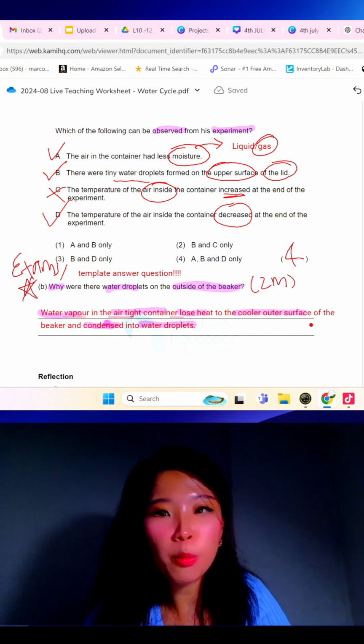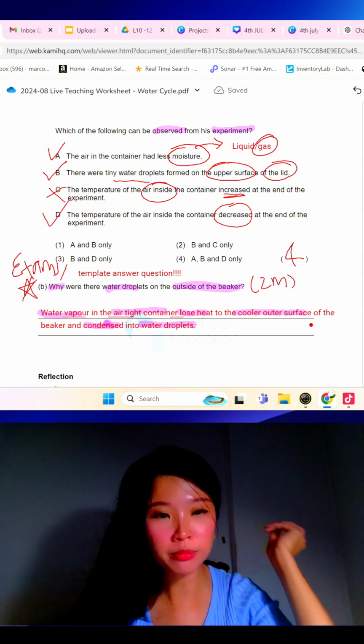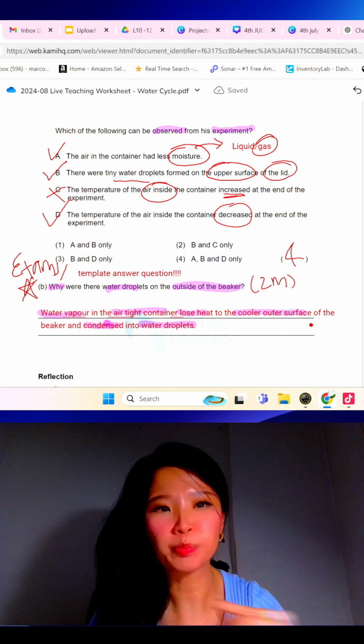Do you write warm water vapor? You can write that also if you want, but water vapor is sufficient. Do you need warm? I think it can also.